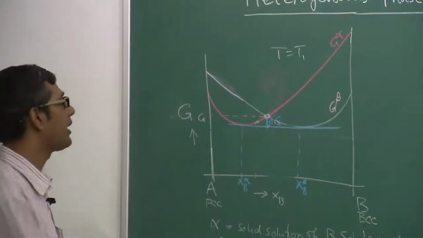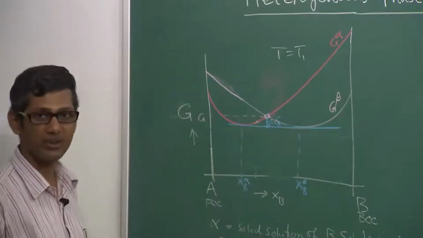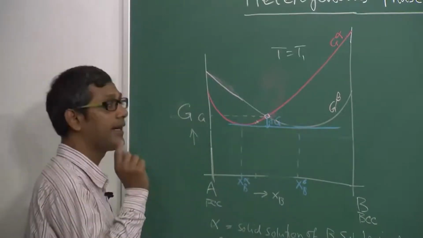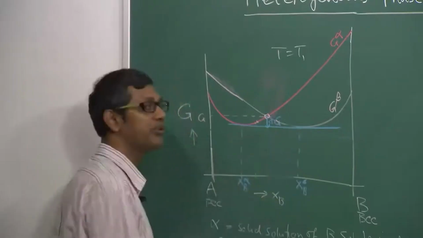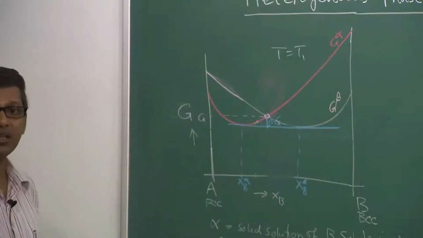So very clear, whenever you have a crossover between two free energy curves, this is a very golden rule: there is a range of compositions in which alpha and beta are together stable.